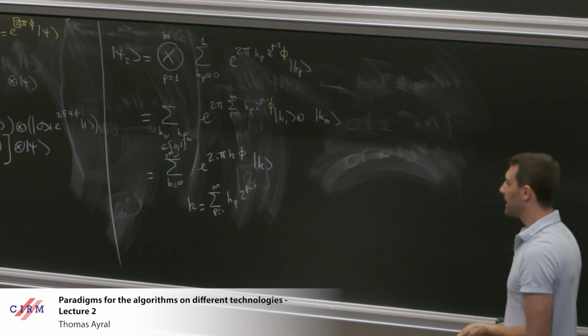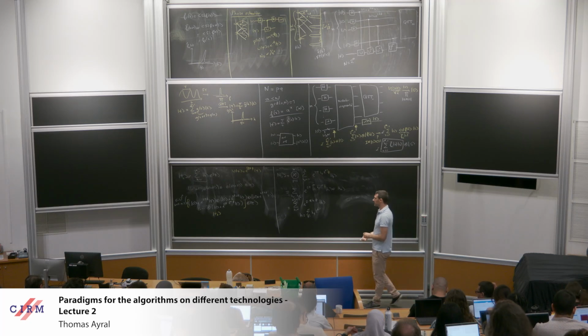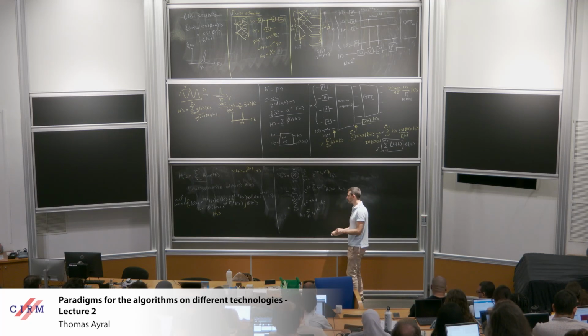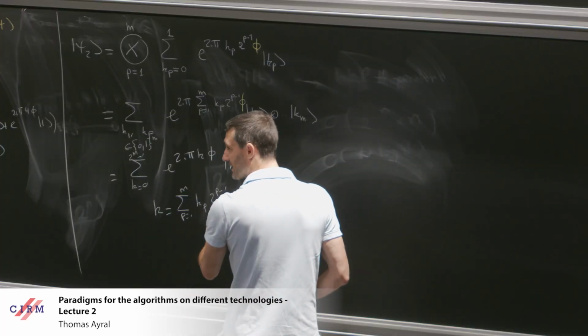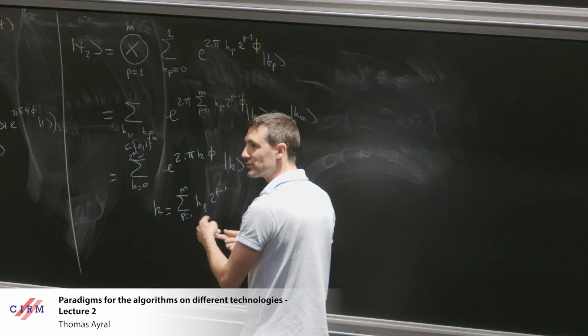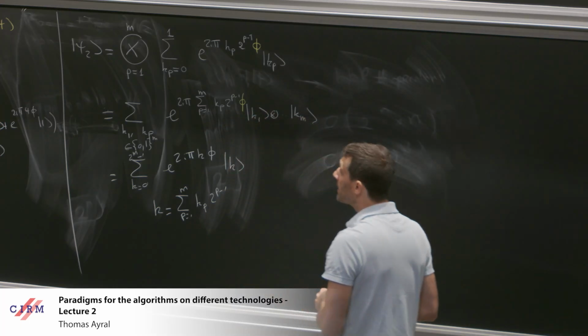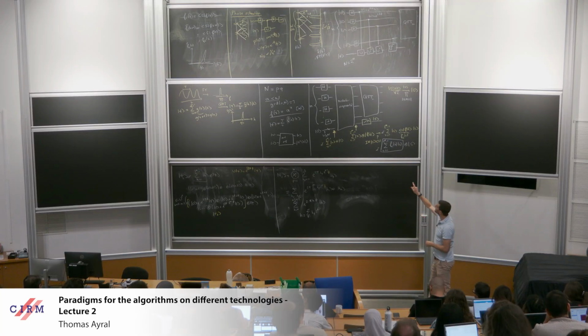Okay? And so you see here the convention I use for k is a convention where the most significant bit is on the right. Okay, so it's a strange convention, which makes me think that in fact here.